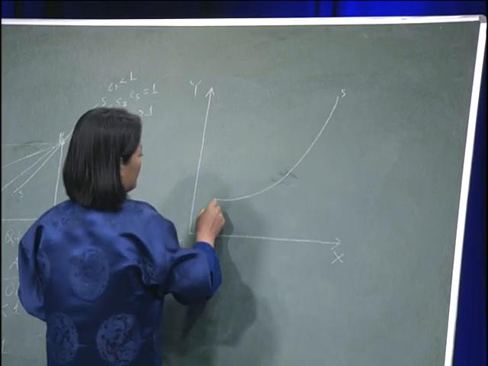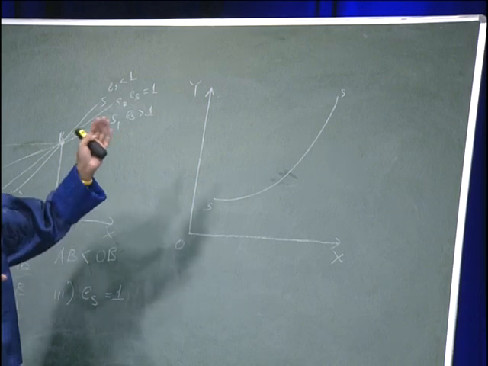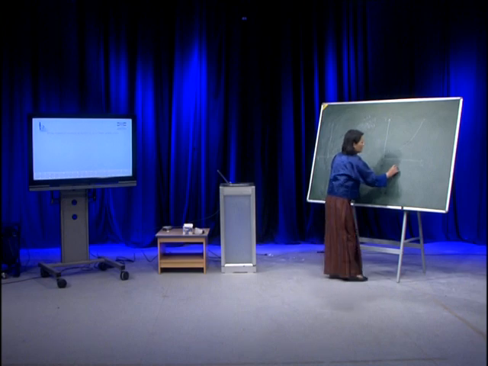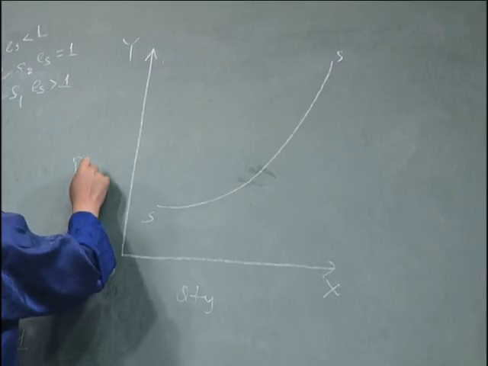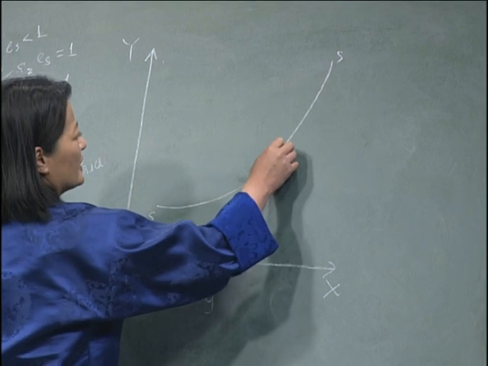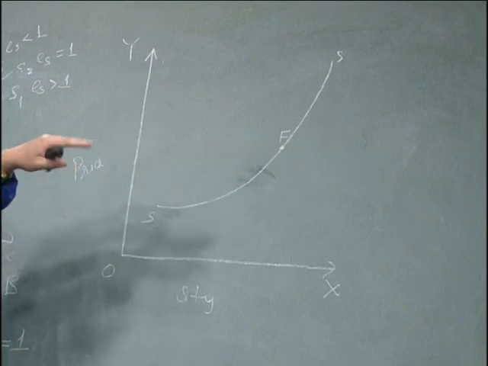Okay, so this is a non-linear supply curve. It is not a straight line supply curve, it is a curve, that is why it is non-linear. Now, let us say that you are asked to find out the price elasticity of supply for a point, let us name it as F on this supply curve SS.